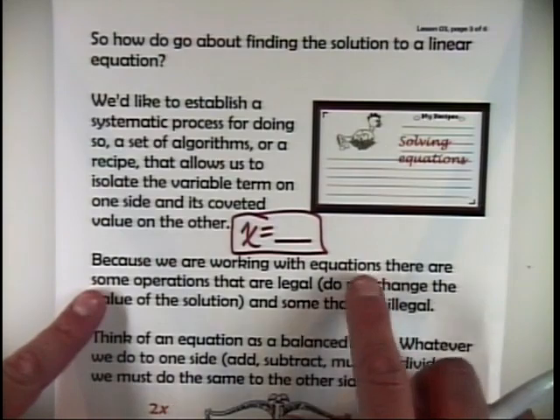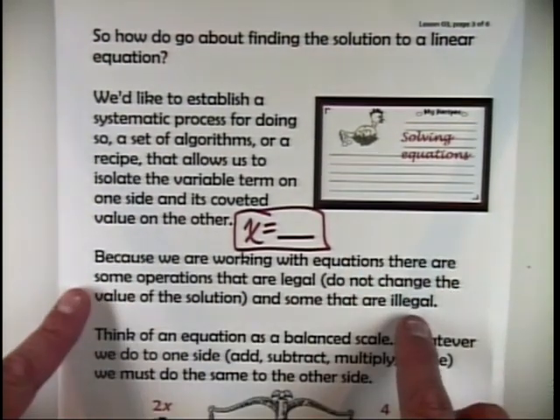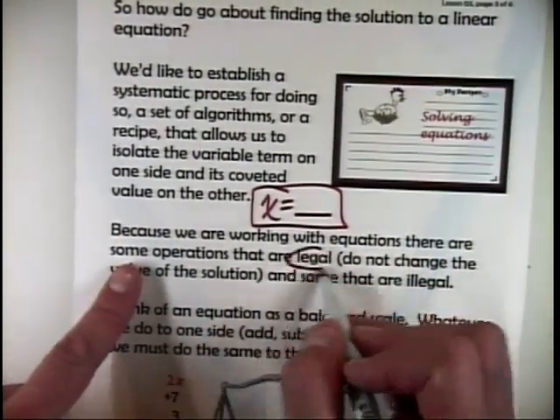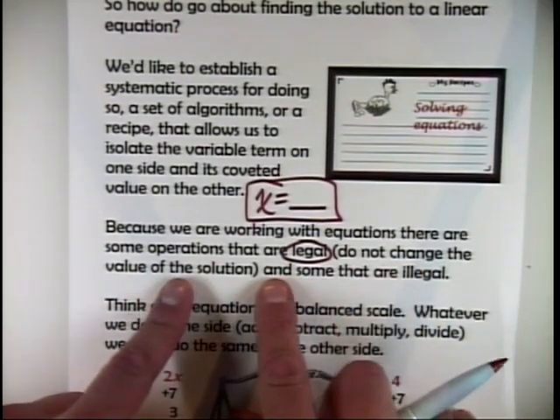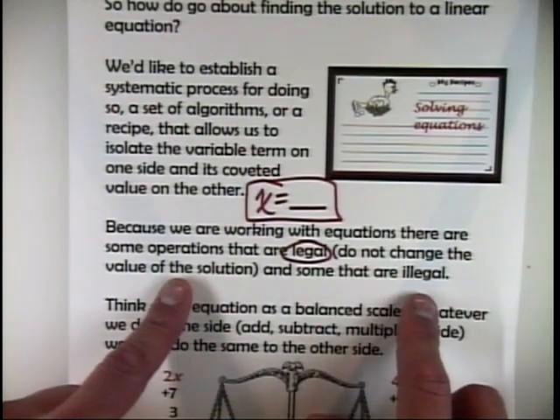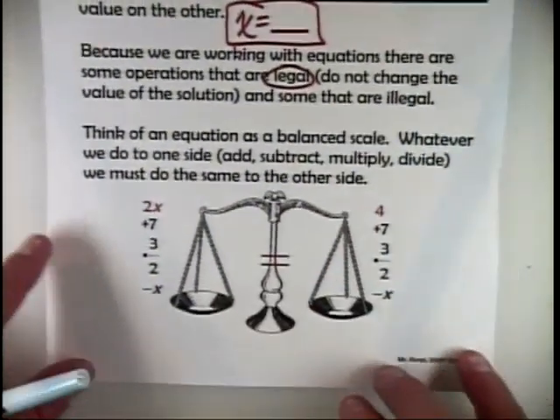Now, because we're working with equations, there are some things that we can do that are legal, that do not change the value or the values of the solutions, and some operations that are illegal. So here's a nice analogy for an equation.